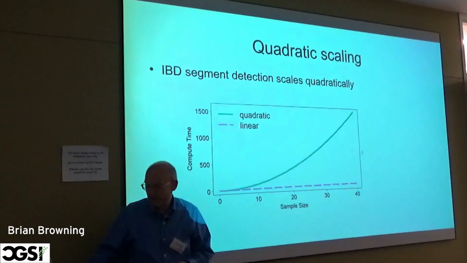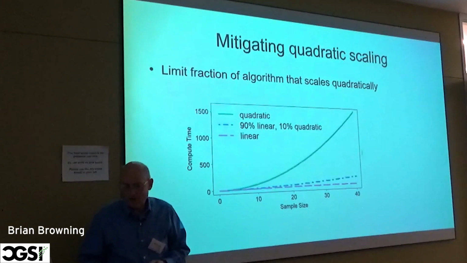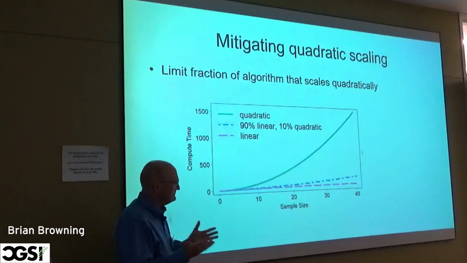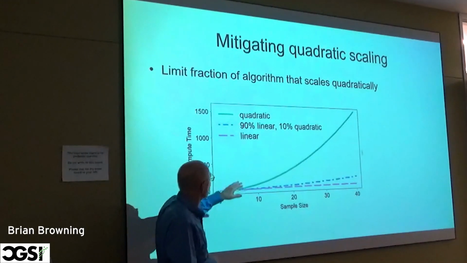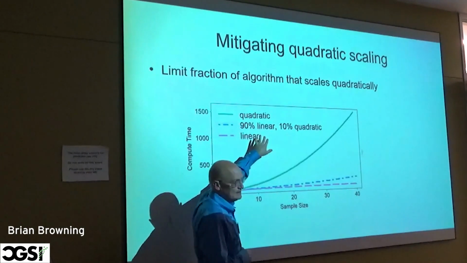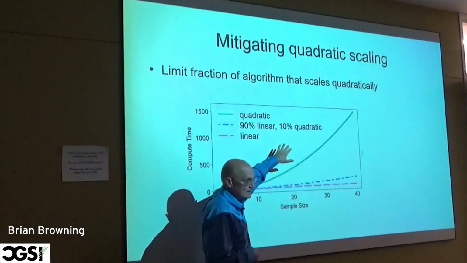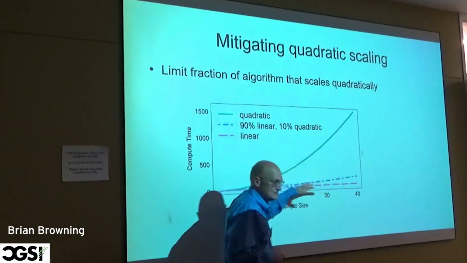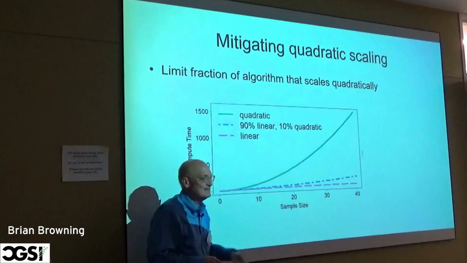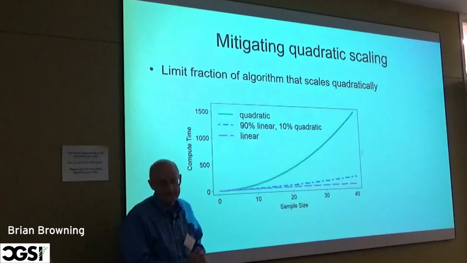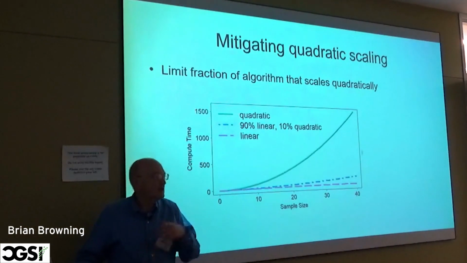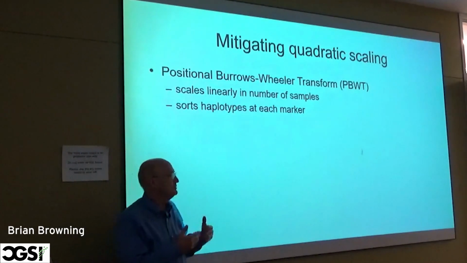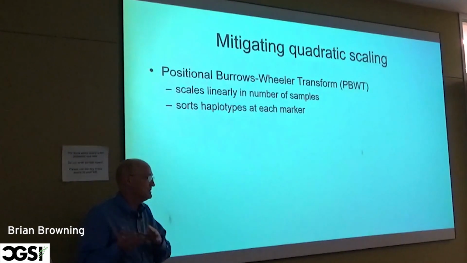What can we do to make it better? Well, we can't solve the problem, but we can at least alleviate the pain. If we make as much of our algorithm as possible linear and limit the part that's quadratic, we still have a quadratic algorithm, but it grows a lot more slowly, like this blue line. We're just trying to make the best of the situation. In the context of IBD, I think the clearest example of that approach is the positional Burrows-Wheeler transform from Richard Durbin. It's one of the references.